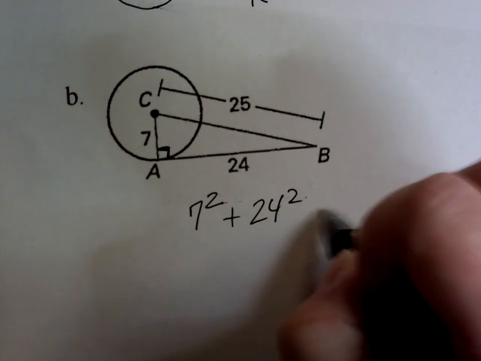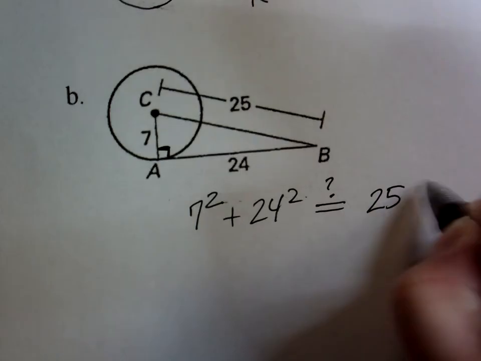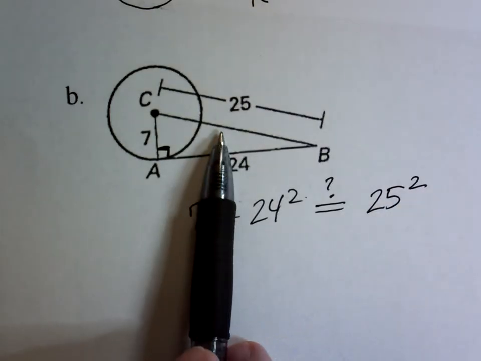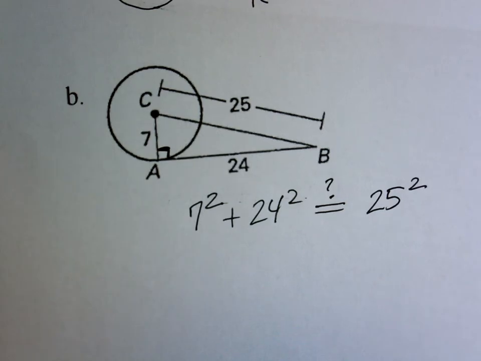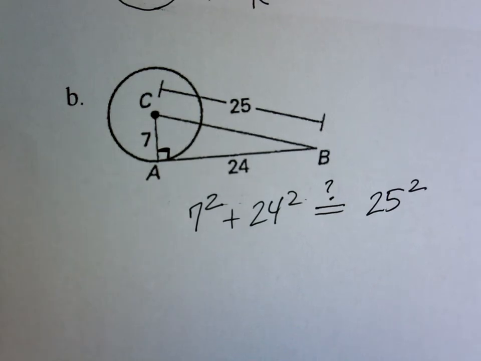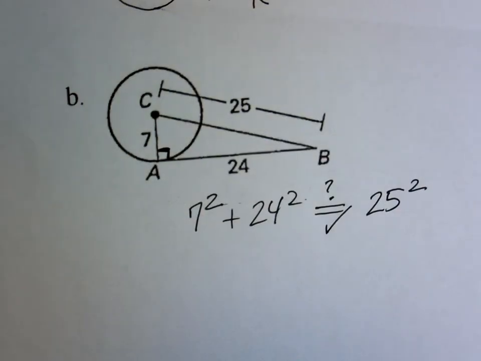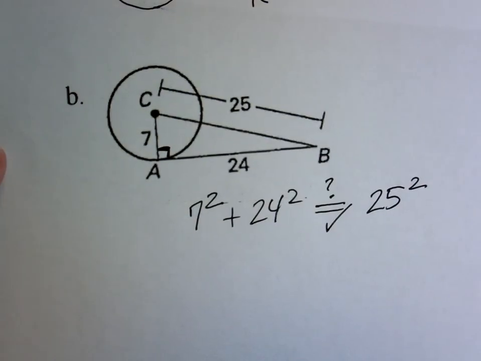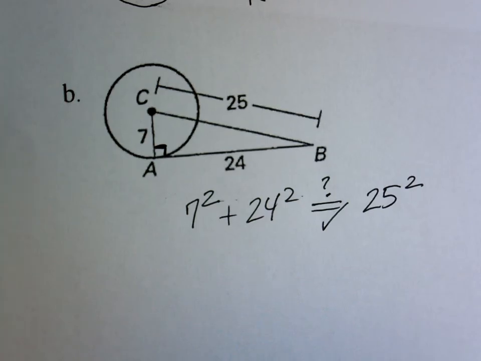The other thing we could use to tell us what the legs are, if it's a right triangle, is knowing that the hypotenuse would have to be the longest. So 25 is bigger than 7 and 24, so that would have to be the hypotenuse. And this is going to work out. 7 squared plus 24 squared is indeed 25 squared. So yes, segment AB is a tangent. Okay, not segment BC. BC intersects the circle. Your tangent cannot intersect the circle.